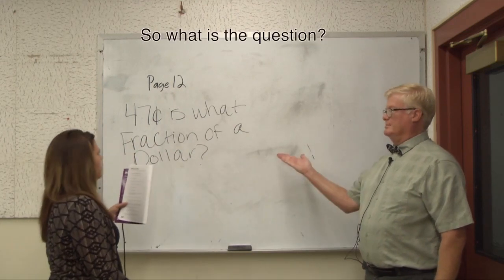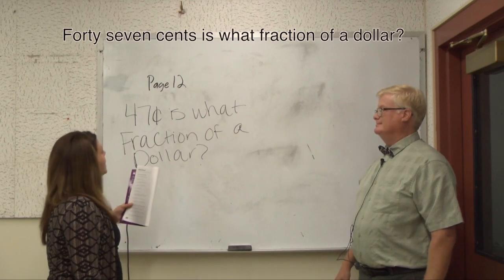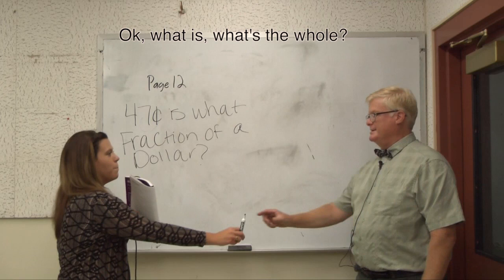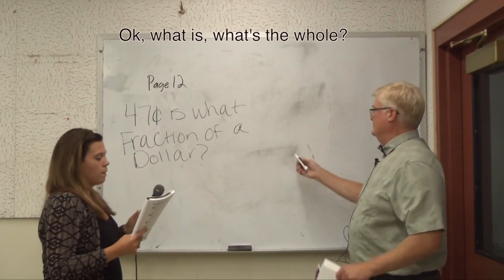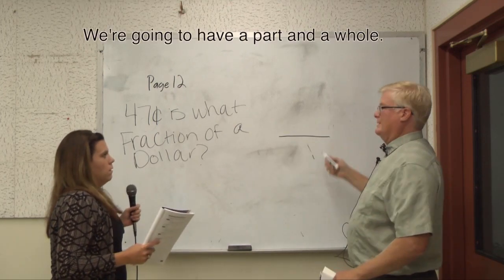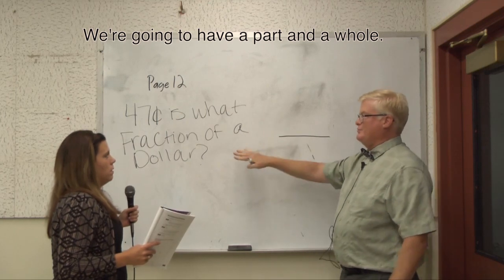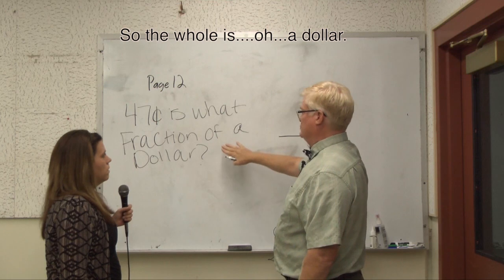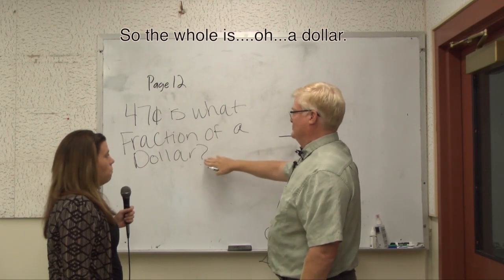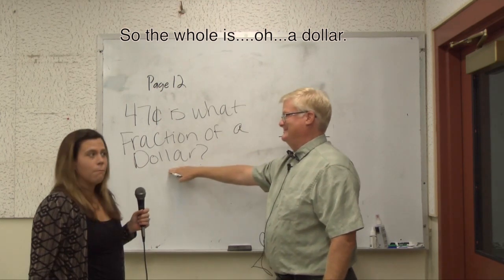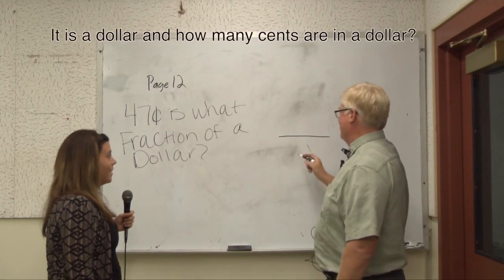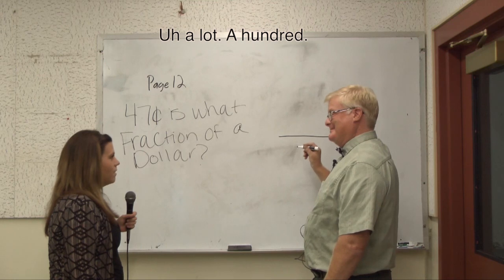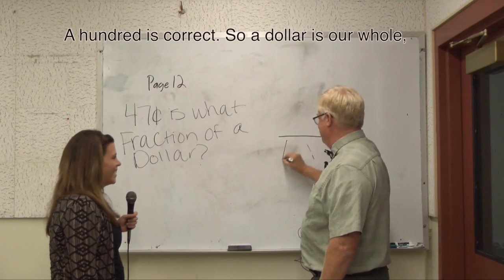So, what is the question? 47 cents is what fraction of a dollar? Okay, what's the whole? We're going to have a part and a whole. So, the whole is... A dollar? It is a dollar. And how many cents are in a dollar? 100? 100 is correct.